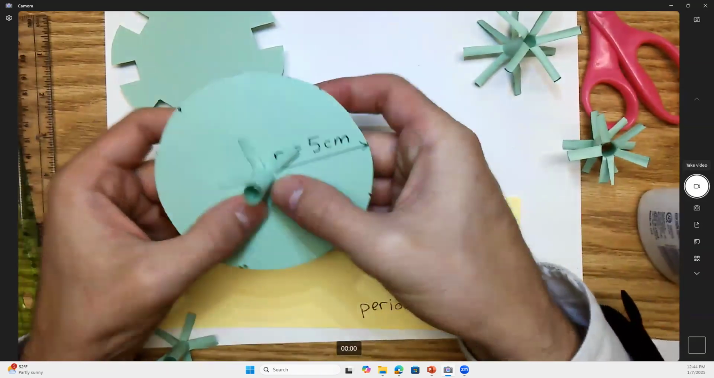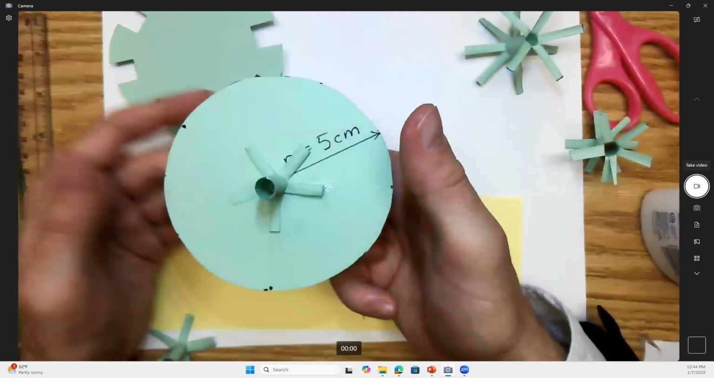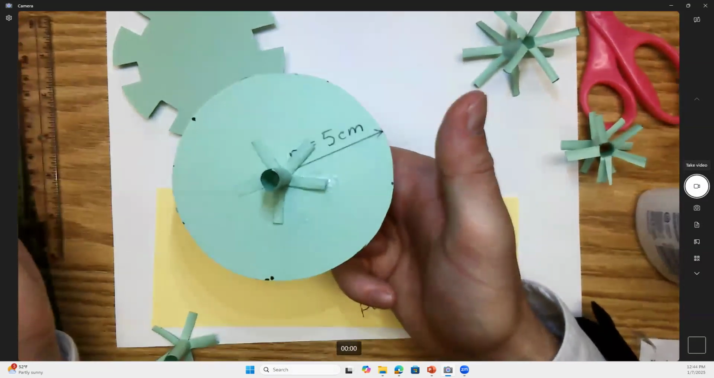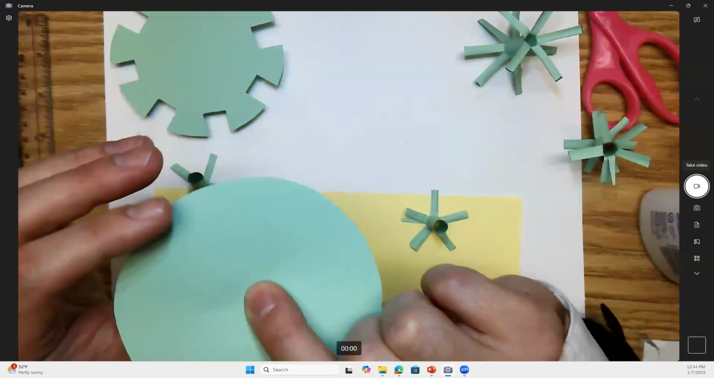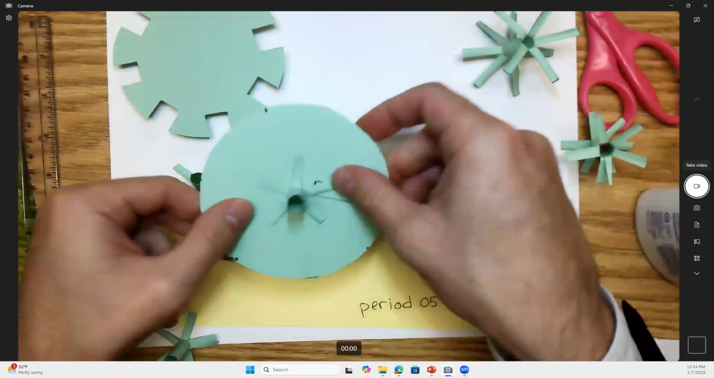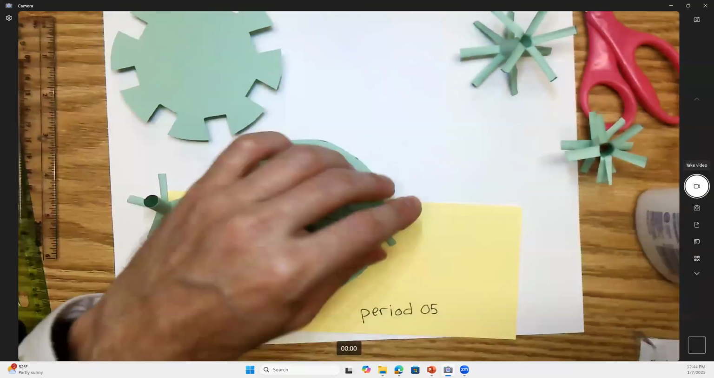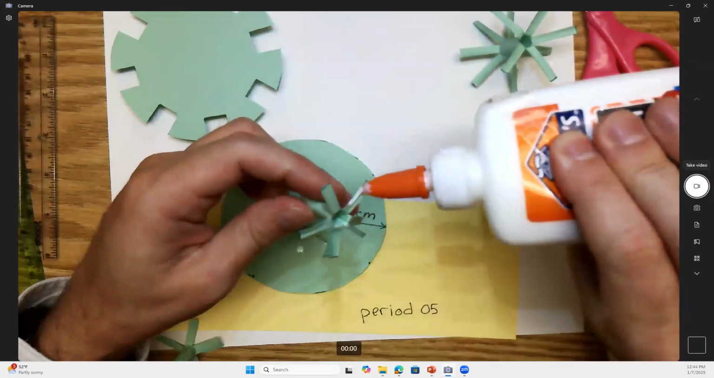All right. I think if I balance this on my finger, it should balance right at the center. Oh yeah, right there. It balances right at the center. Right. Okay. If I glue these pegs on exactly where I put those dots 120 degrees apart from each other, that should continue to be the case.